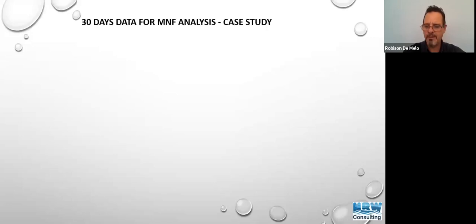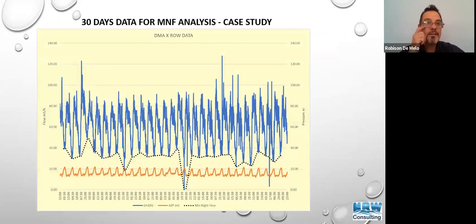Now, we start evaluating that. We get 30 days of the minimum of the pressure and flow, inlet pressure and inlet flow to the area. As you can see, our minimum night flow in this case goes up and down. So that's raw data. Many times we have a situation like zero flow for some disturbance, electronic disturbance or something like this.